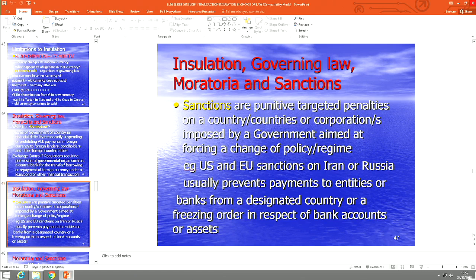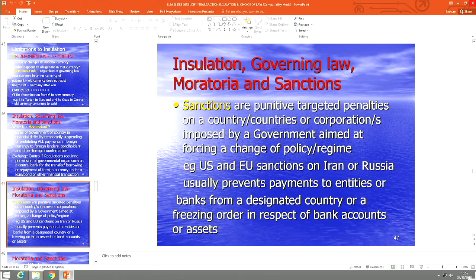Sanctions are exactly the other way. They're not imposed by countries with financial problems. They're imposed on countries by very rich and powerful countries like the US, trying to change policy in some part of the world. So that's different. The concept is different and the rules operate differently. So let's try and see how this works now in relation to transactions, sanctions and moratoria.